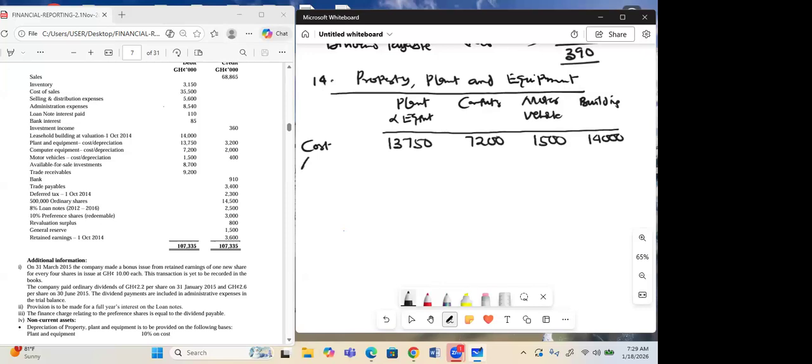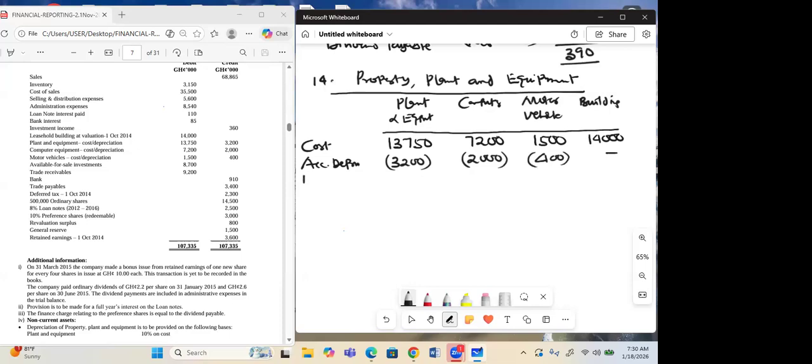Yes. And then there was accumulated depreciation. Leasehold building, there was no accumulated depreciation for building. Plant and equipment was what? 3,200, right? Yes. Computer was what? 2,000. Motor vehicle was what? 400.